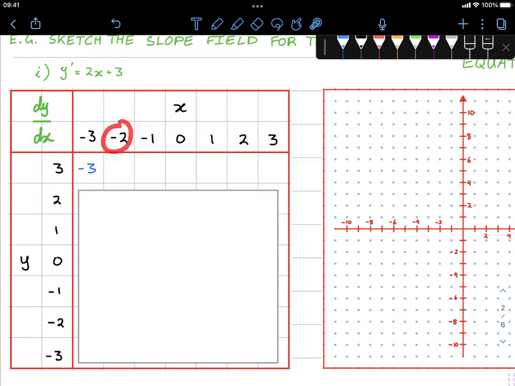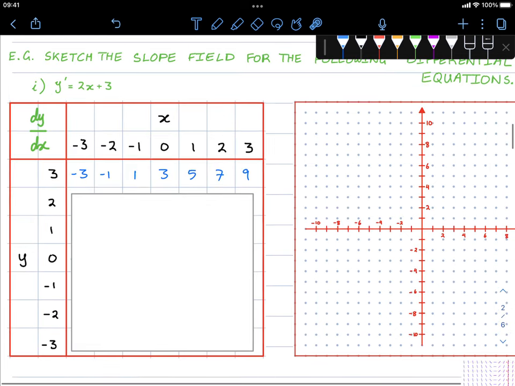Then we go negative 2, substituting in. That gives us negative 4 plus 3, which is negative 1. And we continue in this manner, substituting all values for x into the derivative, assuming y equals 3. We'll do it just for this one row. So 1, substituting in, we get positive 1. Substituting 0, we get 3, then 5, 7, and 9. This is simply substituting x values into the derivative.